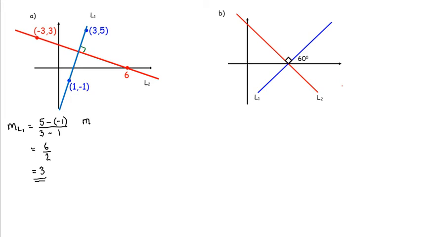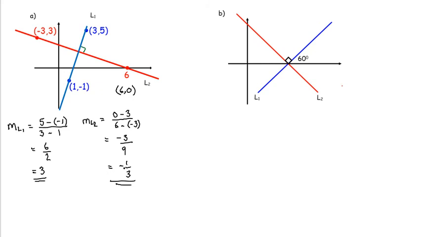Do the same thing now for the gradient of L2. So y2 minus y1. Just remember this point here, 6 would be 6, 0 as a full coordinate. So 6, 0. So if I call this my second coordinate, I get 0, subtract 3. Remember, when you do this gradient formula, you can have your coordinates either way around. And then x2, 6, subtract x1, which is -3. So 6 subtract -3. If I go and simplify this, I get -3 over 6 subtract -3 is 6 add 3, which is 9. Which comes out, if I simplify that down, comes out to be -1/3.